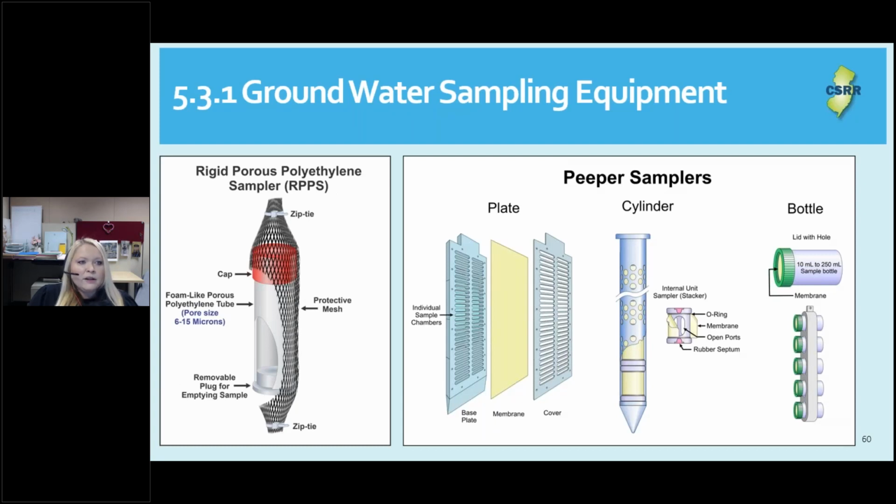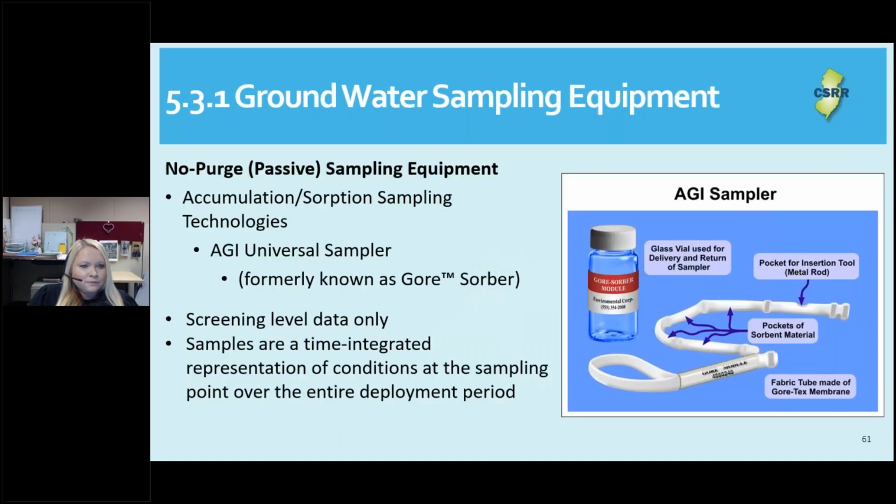And then the peeper sampler. Peeper samplers are largely used to study pore waters from groundwater or surface water interfaces such as streams, rivers, wetlands, etc. Peeper samplers are capable of monitoring most inorganic and organic compounds present in dissolved phases, and there are different types of peeper samplers. Next slide, please.